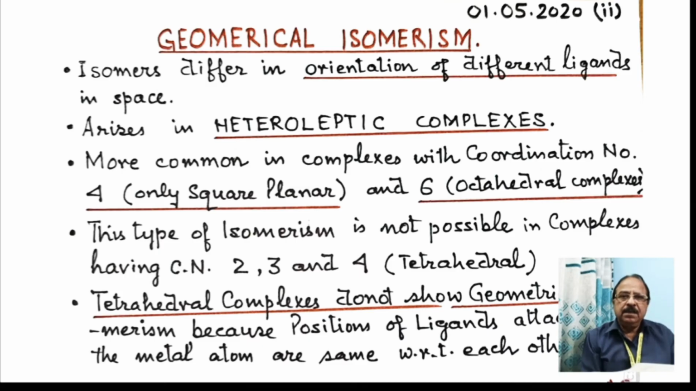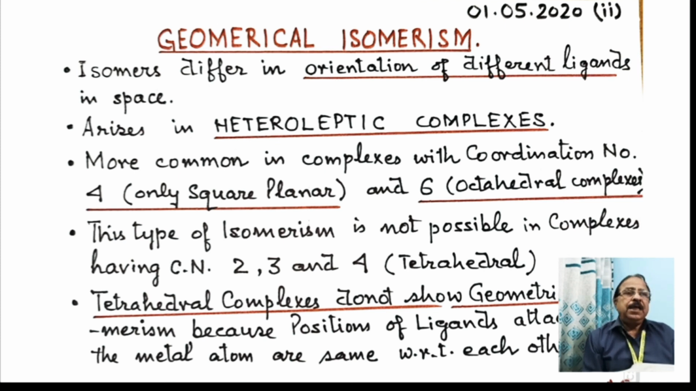Now we will discuss geometrical isomerism. First of all, we have to understand what geometrical isomers are. Geometrical isomers are different compounds which possess the same molecular formula, but they differ in the orientation of the various ligands or groups attached to the central metal atom or ion. Such compounds are known as geometrical isomers, and the phenomenon is known as geometrical isomerism.